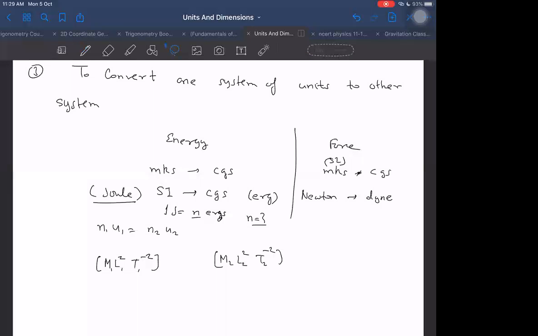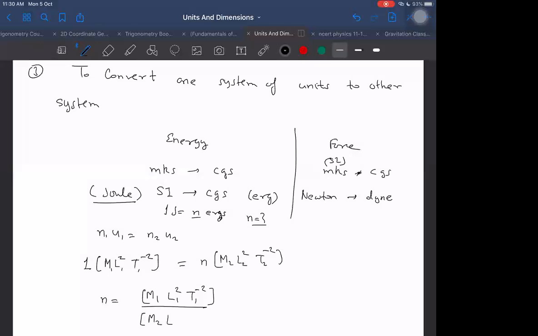In our equation n1u1 equal to n2u2, what is n1? n1 is 1 unit. What is n2? I don't know n2, but n2 is n units. Then n is coming out to be m1 L1 square into T1 raised to power minus 2 divided by m2 into L2 square into T2 raised to power minus 2.